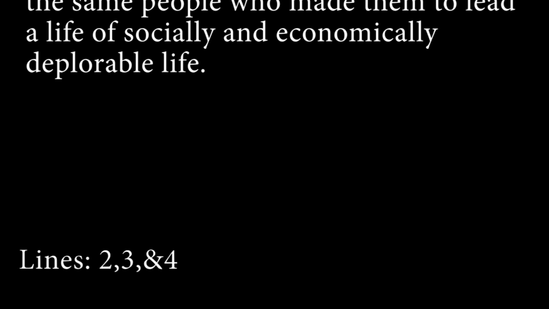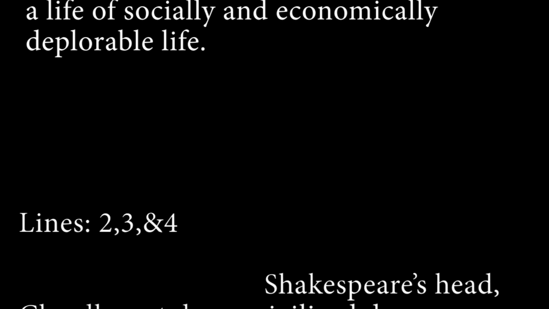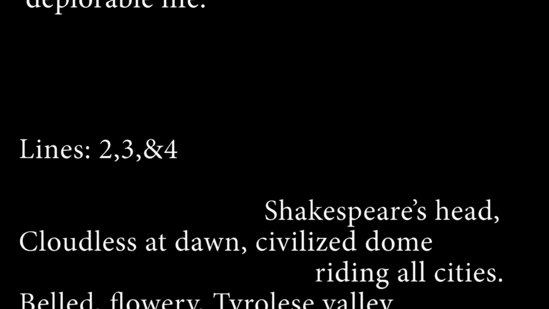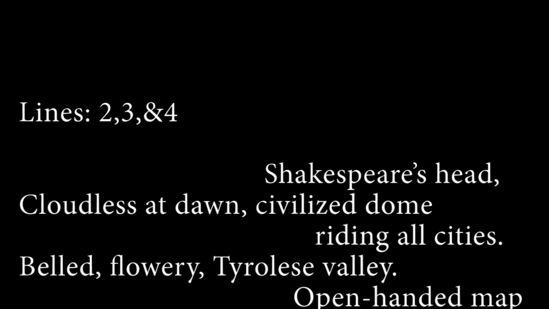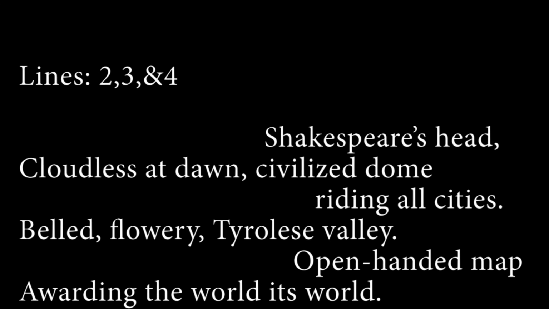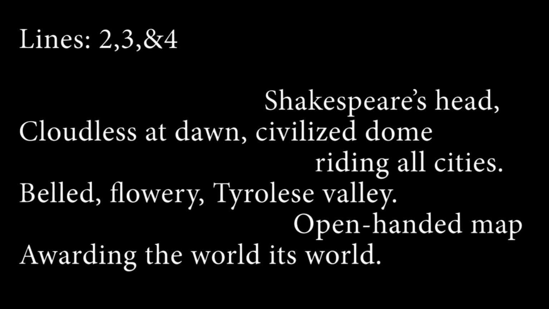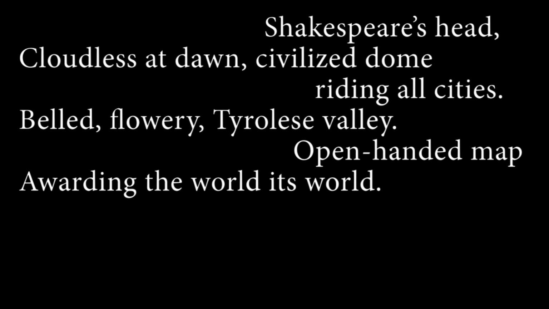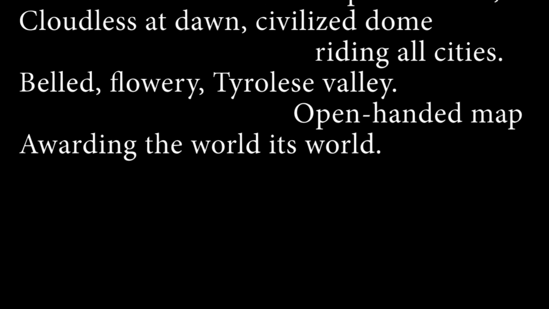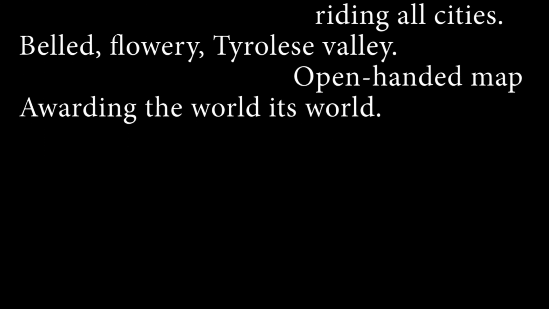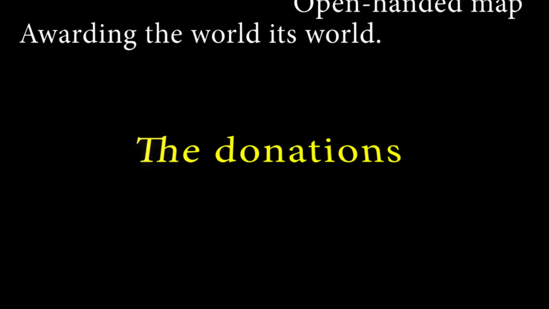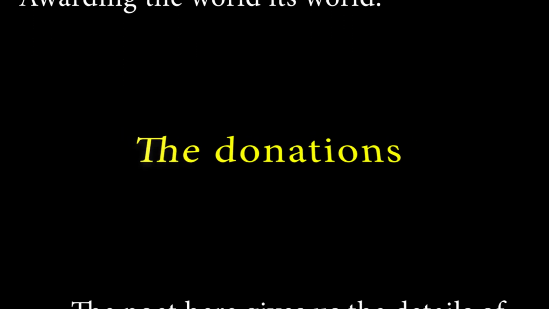Now, let us look at lines 2, 3, and 4. Shakespeare's head, cloudless at dawn, civilized dome riding all cities, Tyrolese valley, open-handed map awarding the world its world. Now let us explain these three lines, the donations in the classroom. What are the donations and their implications?